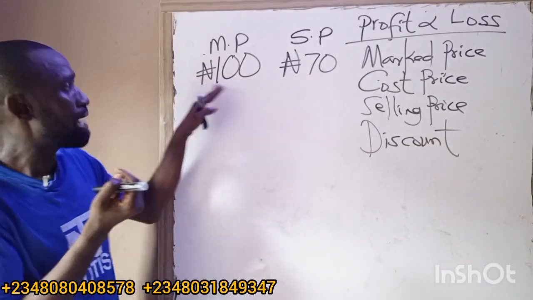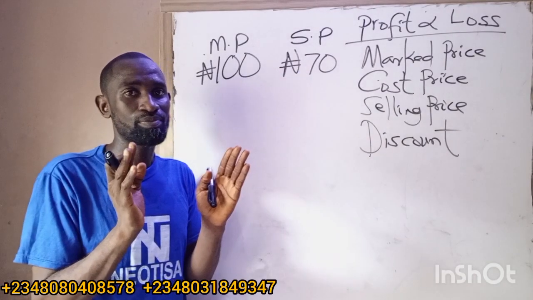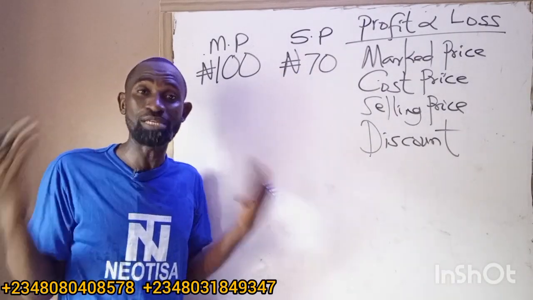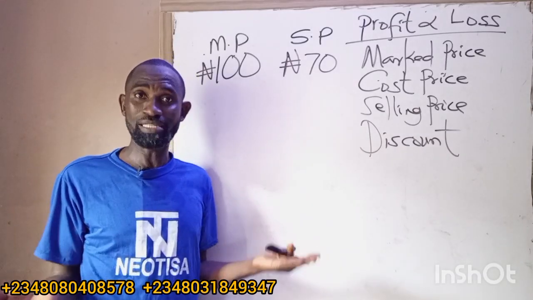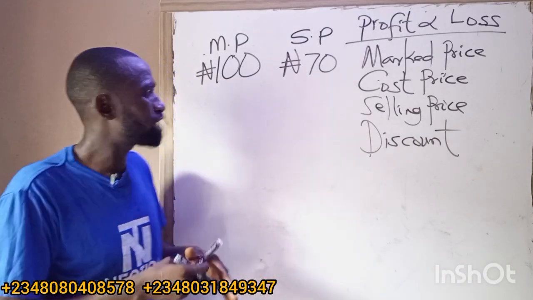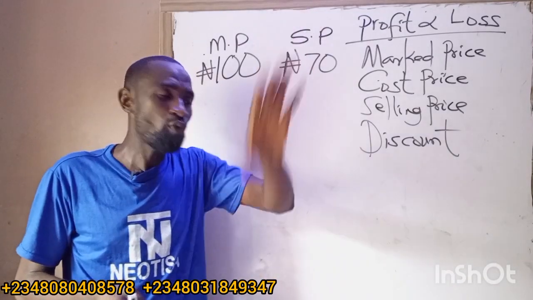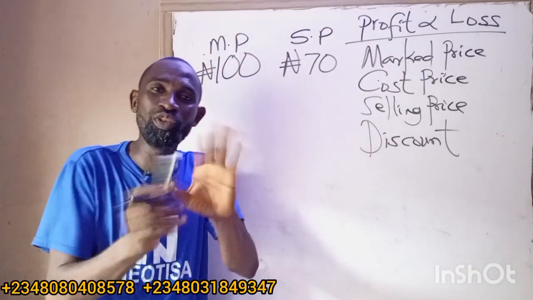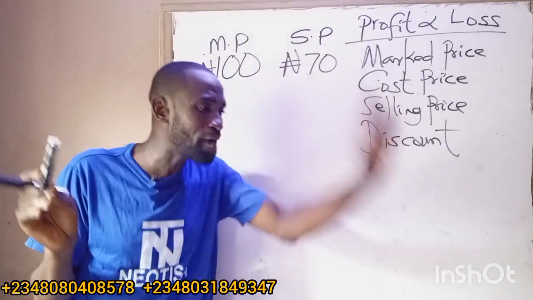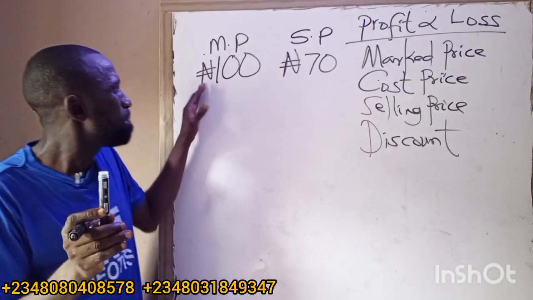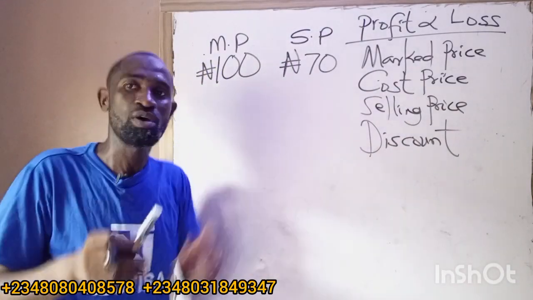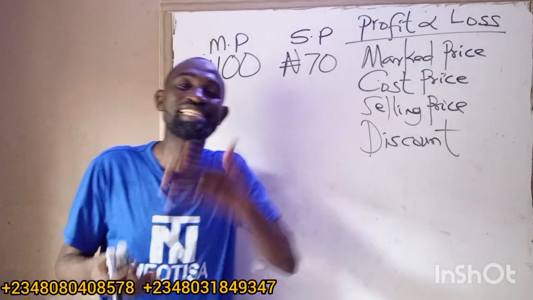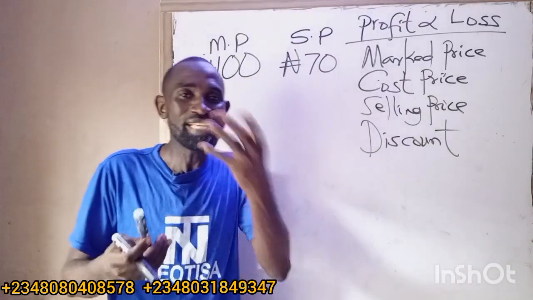Sometimes marked price can be the selling price. Sometimes it's very possible. If you go to some shops, you can't bargain the price there. Are you with me now? There are some shops that you enter that have price tags on the items you want to purchase. So no negotiation. You see the price, you buy it. So sometimes the mark price can be equal to the selling price. But in all these local shops that we have around here, you can easily bargain, you can easily negotiate.